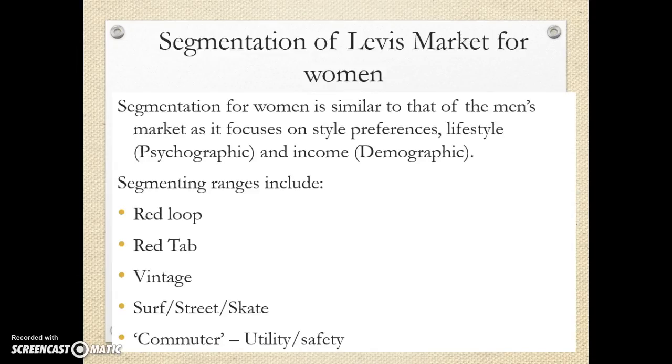If we look at their market segments for women's jeans, it's very similar to that of the men's market, focuses on style preferences, lifestyle, which is a psychographic factor, and income. And their ranges include things like Red Loop, Red Tab, Vintage, Surf Street, Skate, and more recently the commuter line of jeans, which has like reflector panels on the bottom. So when you're riding your bicycle, you can be seen. So they've really segmented things and developed a range. Even though they're all jeans, they're all slightly different with a slightly different look and feel.